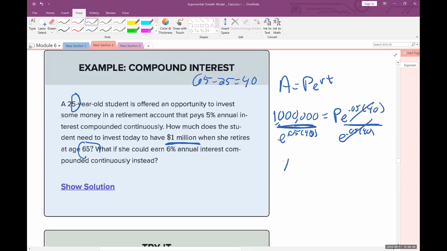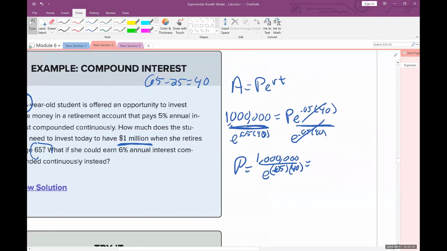And then we end up with the principal to start with is 1 million divided by e to the 0.05 times 40. So what would that be? What do you get? And part of this is an exercise in knowing that you put it in your calculator correctly, and that's not a judgment or criticism. It's just easy to make a calculator mistake here. You may have the math down to a T. It's just getting it into the machine that's important.